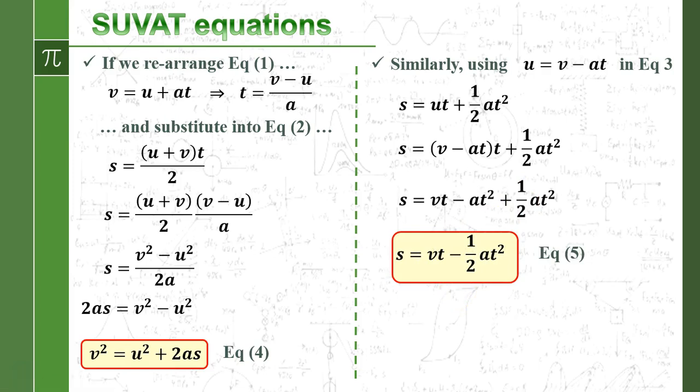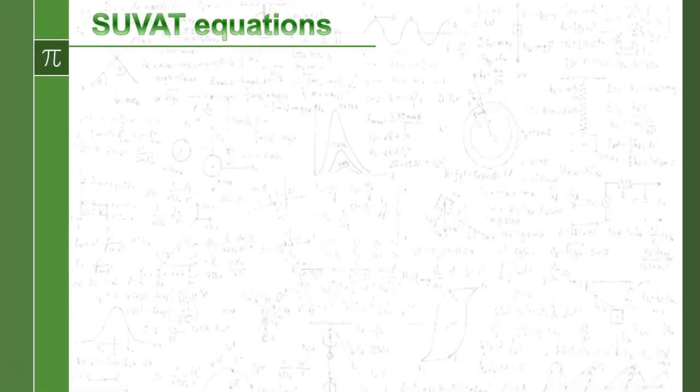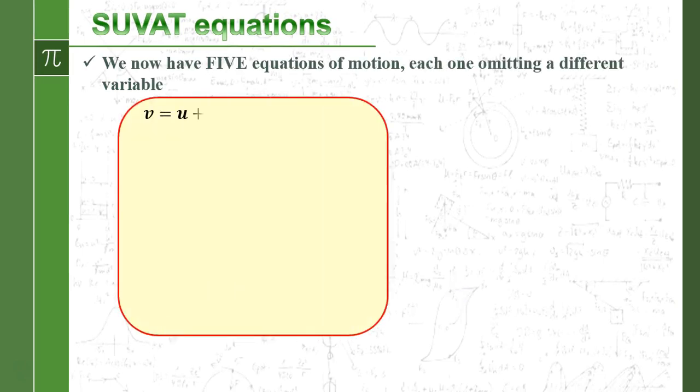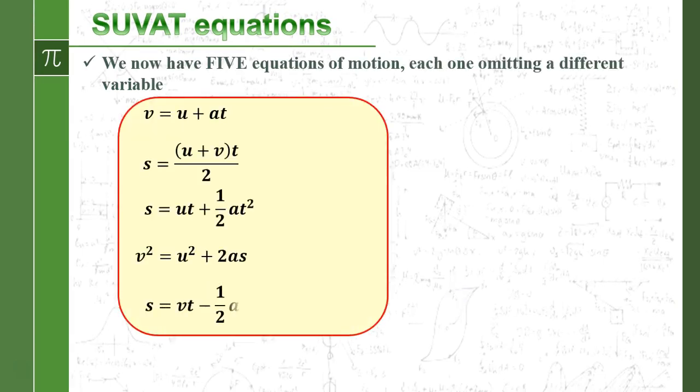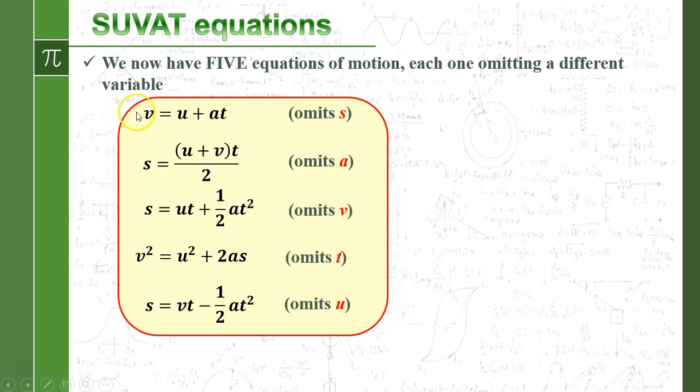And you'll be pleased to know that's all the equations that we've got. Now, it's no coincidence we've got 5 variables, we've got 5 equations, and the reason we do that is that each equation omits a different variable. So if we look at the equations here they come. The first one, equation number 1, is the one that doesn't use s. This second equation doesn't use a. Third equation, it's v that's missing. v squared equals u squared plus 2as, that's the one that doesn't have t in it. And then the final one is the one that doesn't use u.